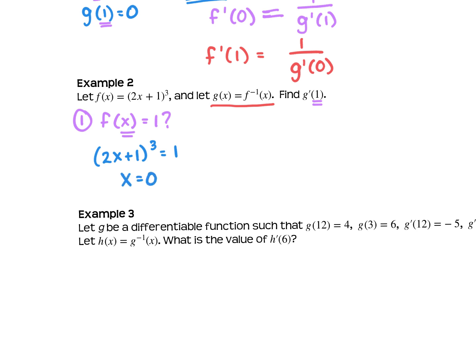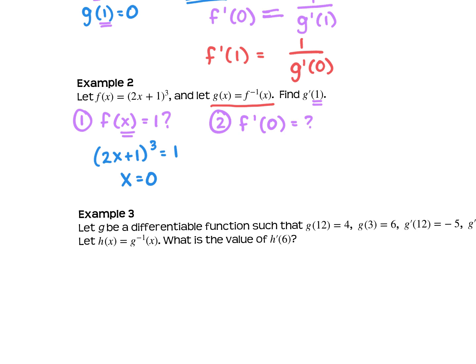Because if x were to equal 0, then my f of x would equal 1. So this is the x value that I'm now targeting when I go to take my derivative. So my second step is then to find my derivative at 0.